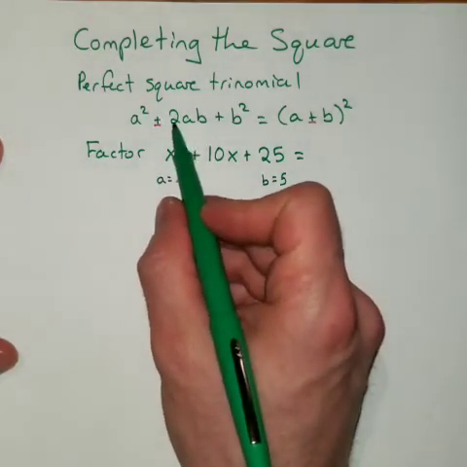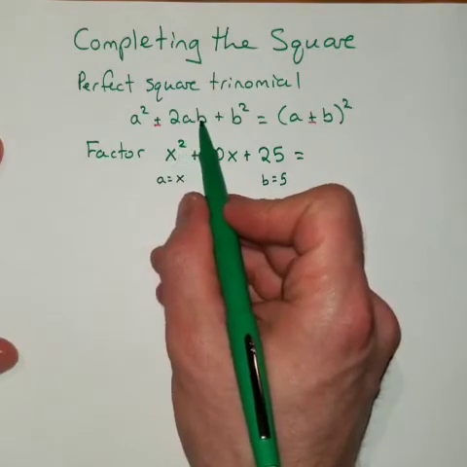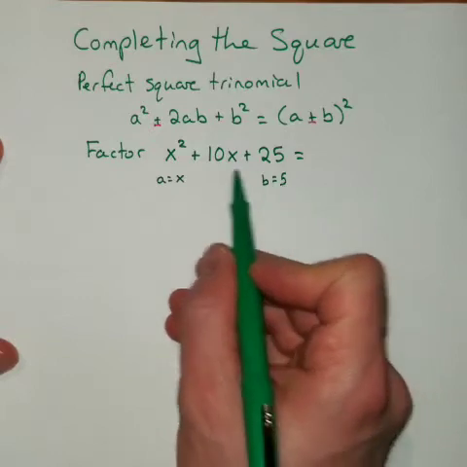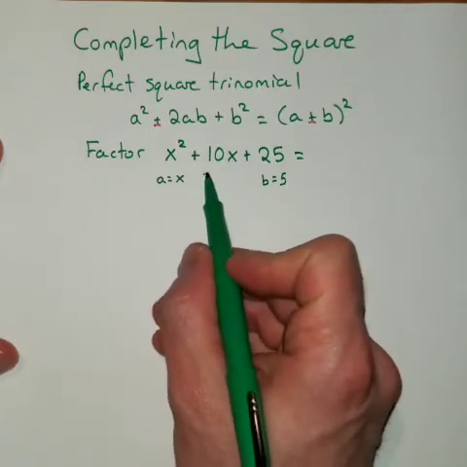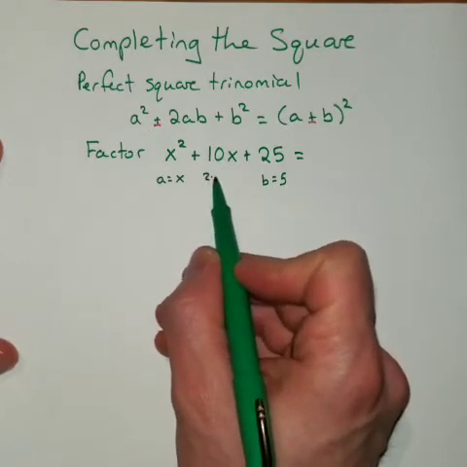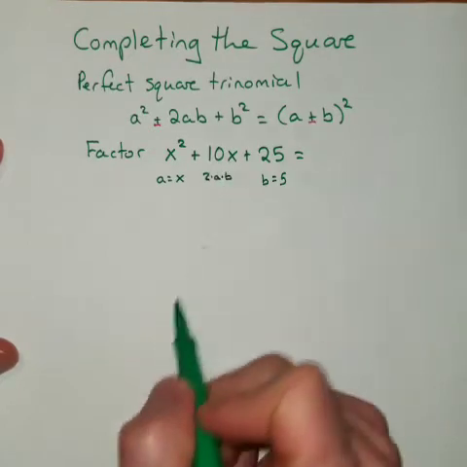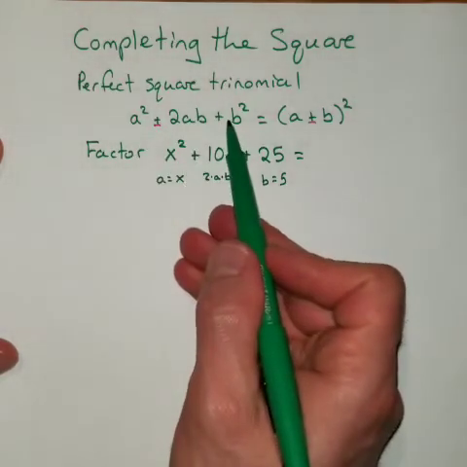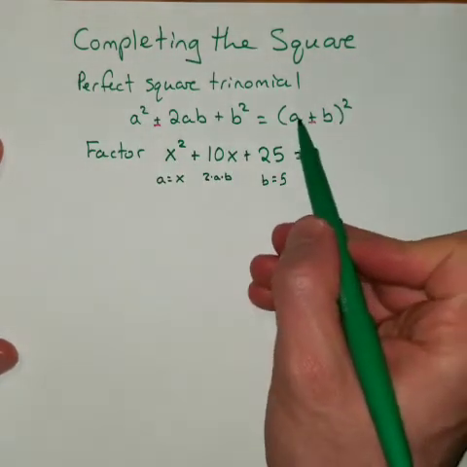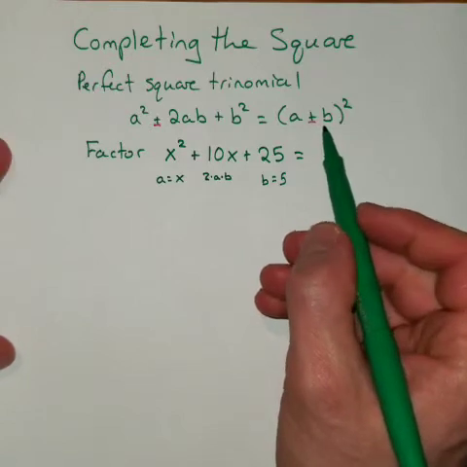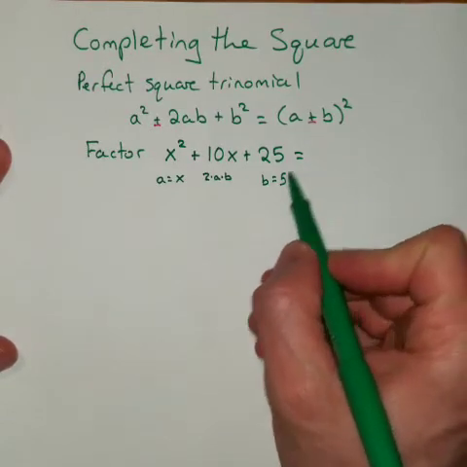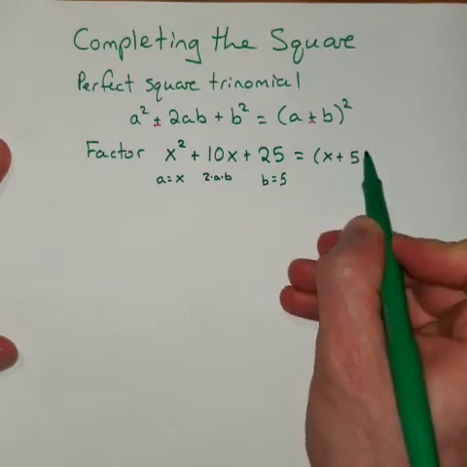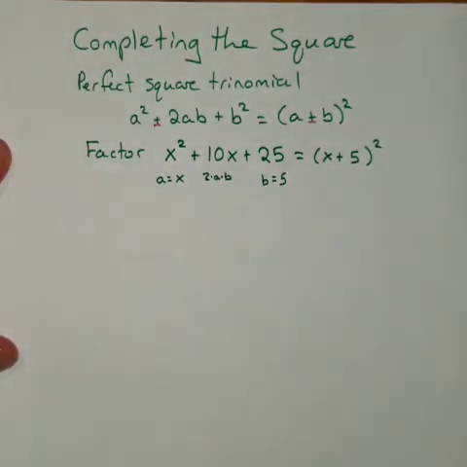In the middle, you'd need 2 times a times b. Well, 2 times a is 2x, times 5 is 10x. So here, 2 times a times b is 10x in the middle. And as long as it fits that structure, then you can use a perfect square to factor it. So you would factor this into just the a and the b, so it's x plus 5 quantity squared.